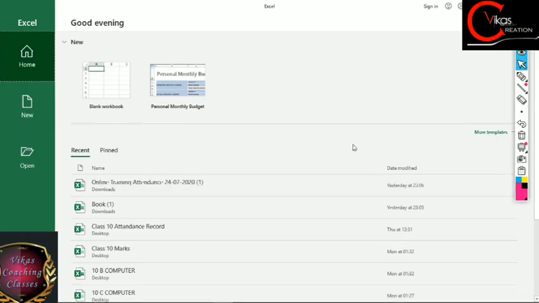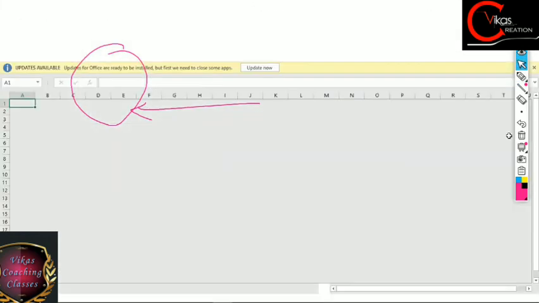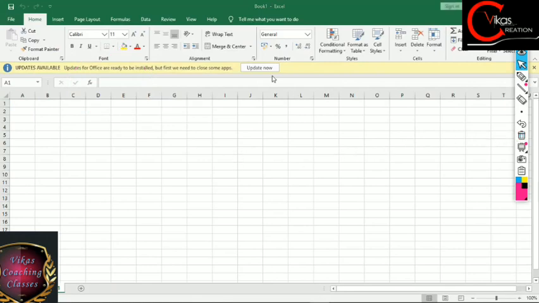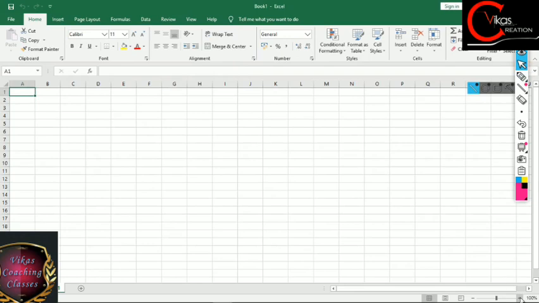Here we are ready with this application. So over here I have to click on this blank workbook option. In your applications, when you open MS Excel, you might get this application directly, or maybe you will get this blank workbook button. So here it is. Now let's zoom it a bit.